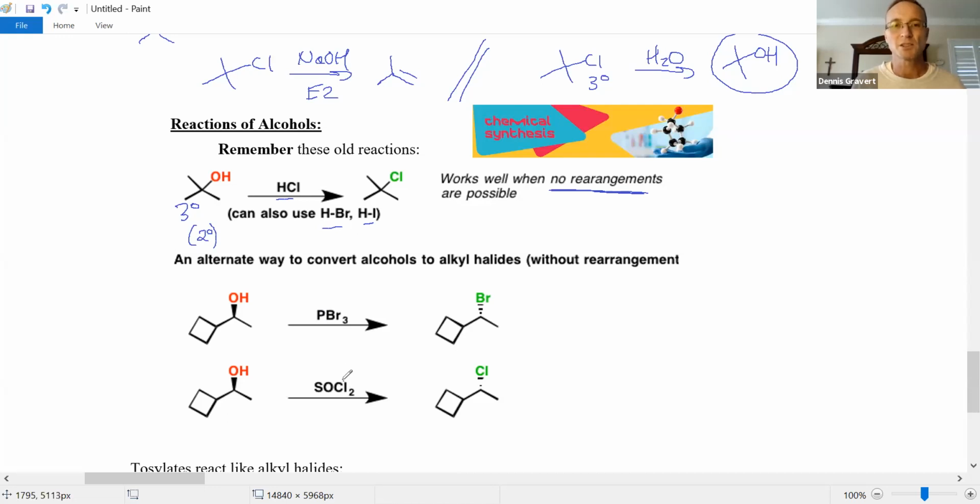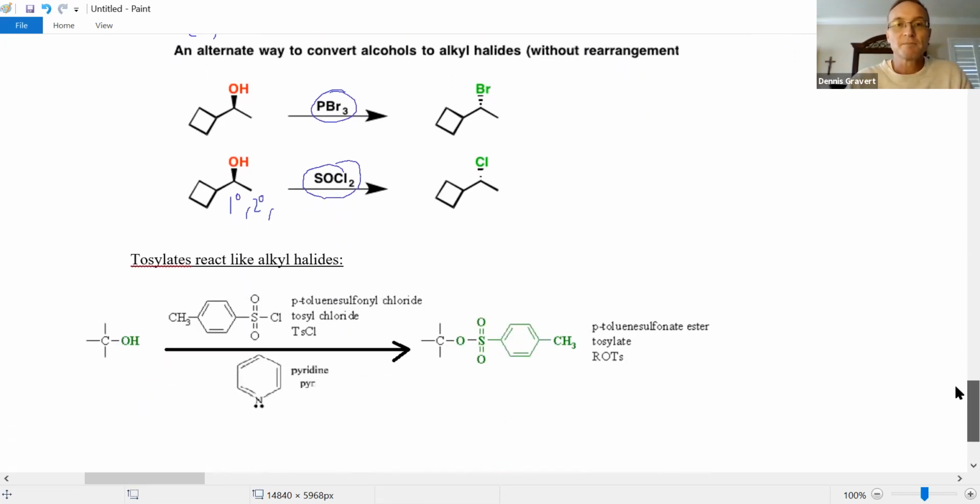Switch over to SOCl2. That works on primary and secondary and sometimes on tertiary. And then on exams, I'll just allow it to work on tertiary. PBr3, same deal. That's the preferred way of making a halide from an alcohol. And only use these if it's tertiary or you know there's not going to be a carbocation rearrangement. And if you don't like any of those ways and you still want a halide, you can change the alcohol group to a tosylate. That was something else we discussed last semester.